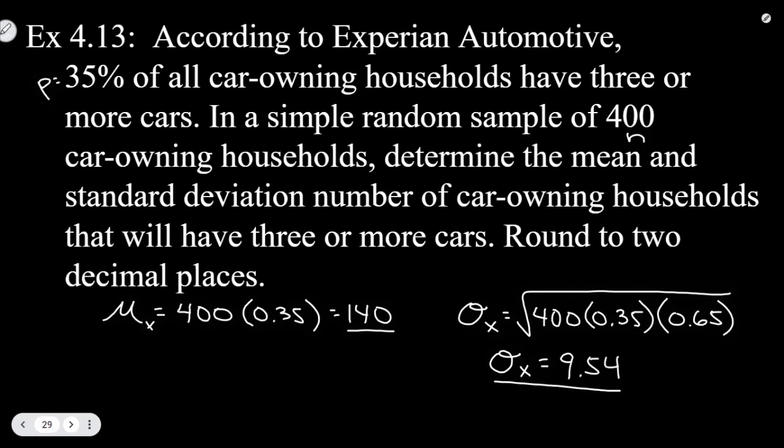So that would be our mean, 140. That's how many successes we would expect to have out of those 400 trials. And then the standard deviation of 9.54.